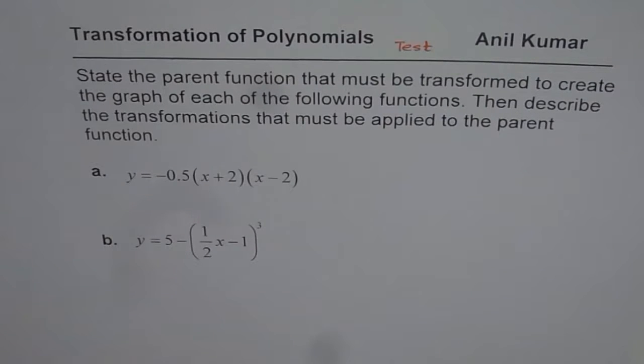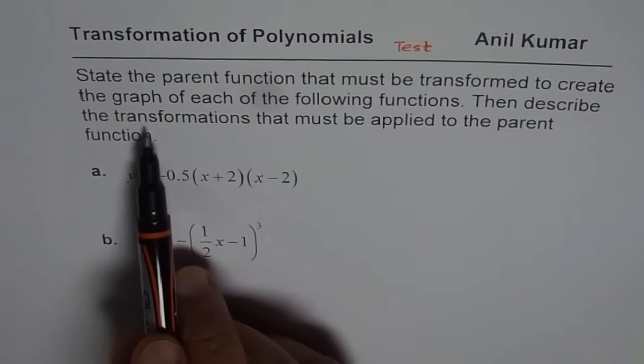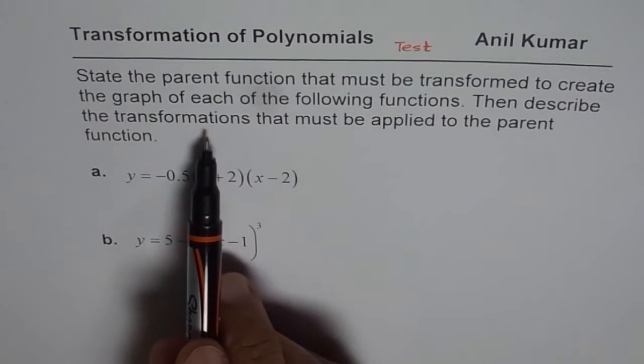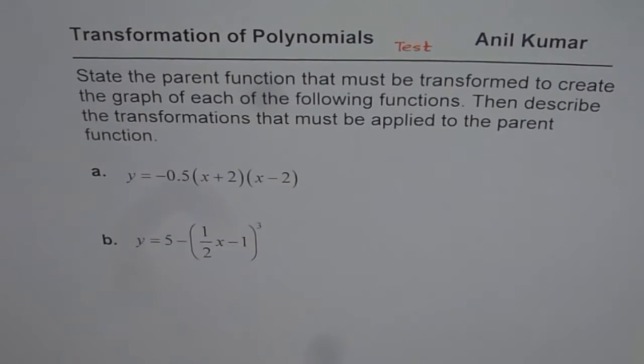The question is, state the parent function that must be transformed to create the graph of each of the following functions. Then describe the transformations that must be applied to the parent function. So in part 1 you have to state the parent function, and then you need to describe the transformations. There is no need to graph the function. Remember, when you describe transformations, they should always be written in a particular order, so that if you perform that order, then the graph could be sketched.